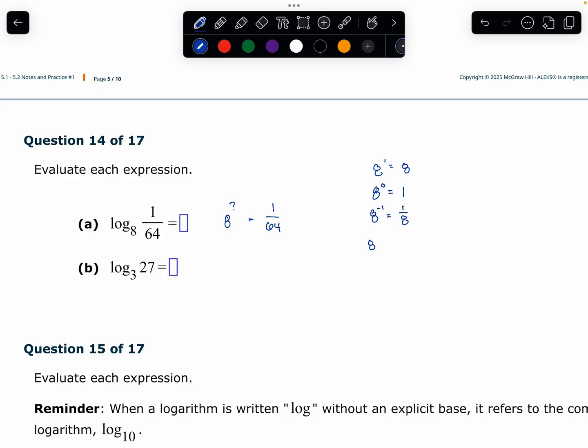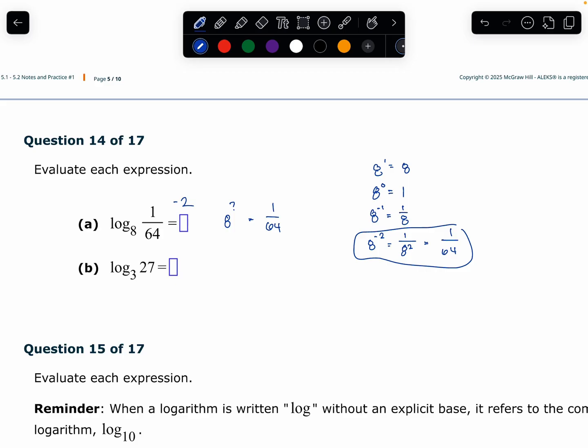Okay, what about 8 to the negative 2? Well, that means I have to divide by 8 again, which means I'm stacking the powers in the denominator. So it's going to be 1 over 8 squared. Well, 8 squared is equal to 64. So this is 1 over 64. All right, perfect. I found my value. This has to be equal to negative 2.